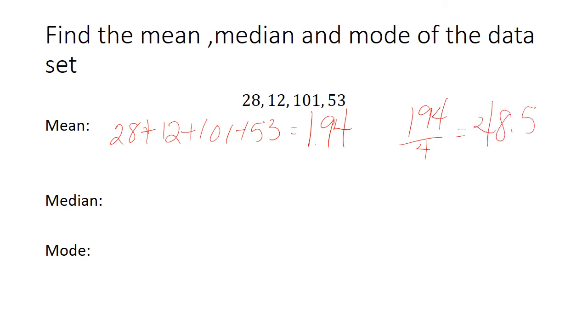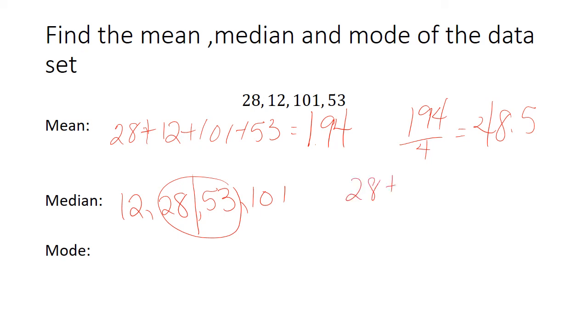So there's our mean. Our median is going to be right in the middle. So we're going to do 12, 28, 53, 101. So if we find the exact middle, it's right here. So we're going to need to take the average of these two. So we'll do 28 plus 53 divided by 2 is going to give us 40.5.